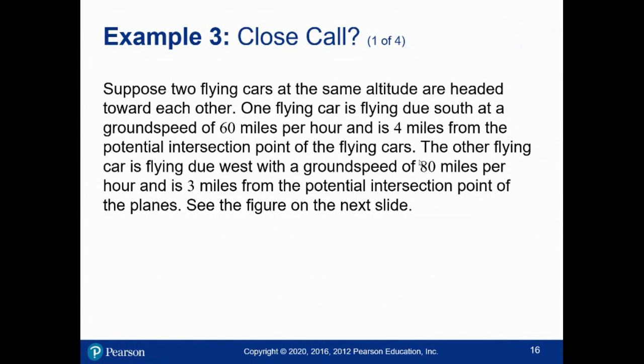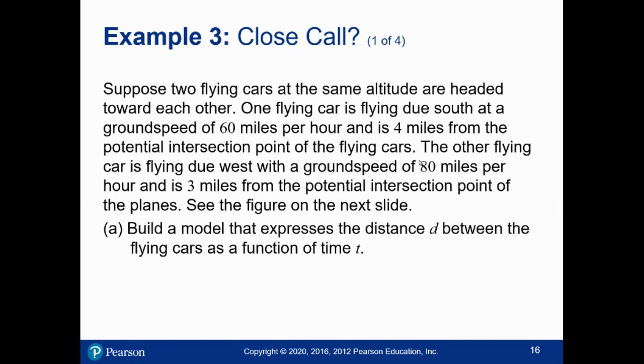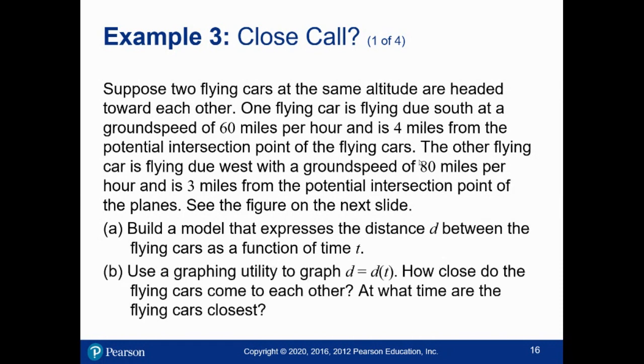One is going south at a ground speed of 60 miles per hour and is 4 miles from the intersection. The other is going west at 80 miles an hour and is 3 miles away. Okay. Build a model that expresses the distance between the cars. Notice they're both moving with time. So the fundamental independent variable here is time. They're going to be at a particular place at a time, and I need to know what is the distance between their respective places. And then graph this and ask what's the closest they come and when does that happen.